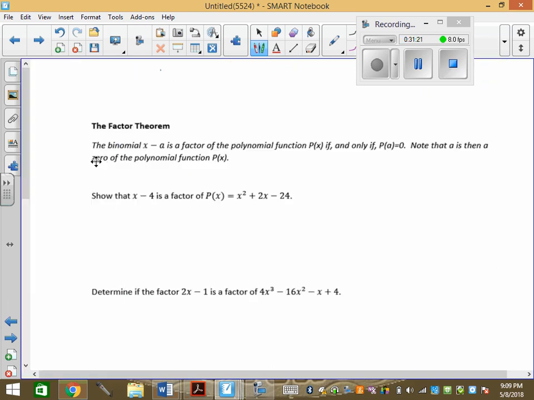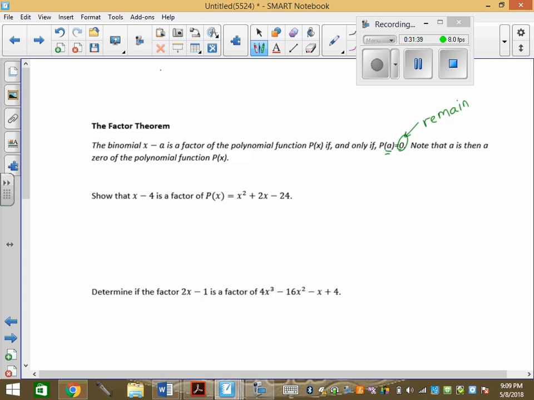Okay, then we have factor theorem. So factor theorem states that the binomial x minus a is a factor of the polynomial if and only if p of a equals 0. What the heck does that mean? P of a equals 0? When you fill in p of a, remember it equals the remainder.